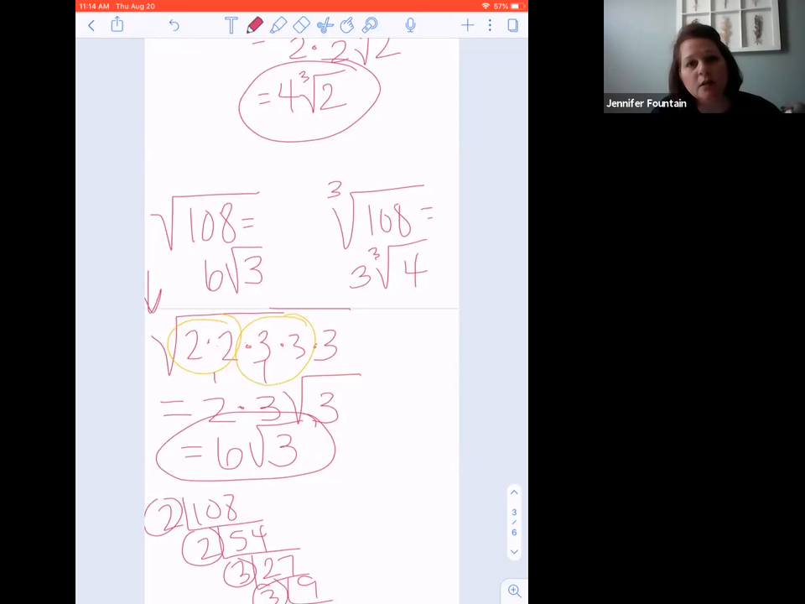Does that make a little more sense about the index? Why the index is important? The index determines how many buddies I have to have, but remember that whatever that group of buddies is, I can only pull out one whole number for that entire group, okay?